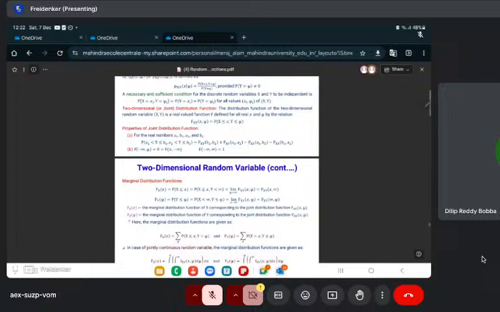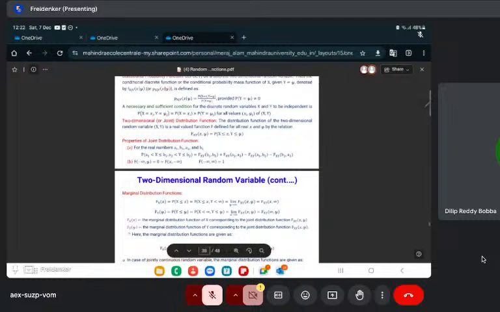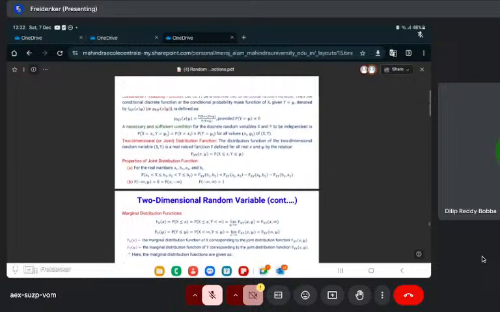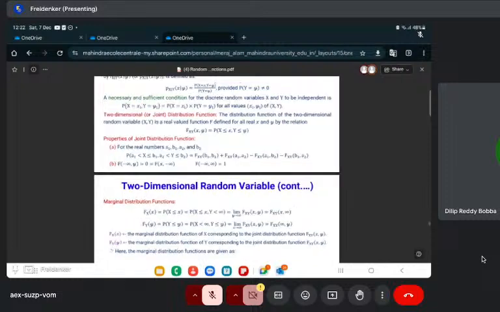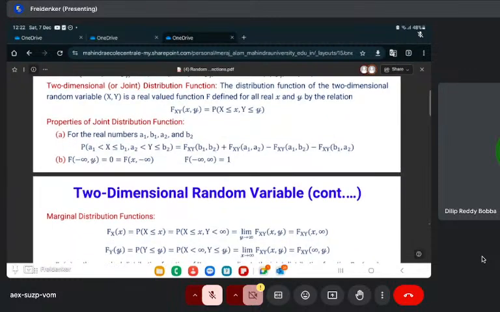Since joint distribution is a part of the syllabus, look at these properties of joint distribution. Since this is a part of the syllabus, they could ask you this, maybe. The first property is very interesting. It's like the probability of x lying between a1 and b1, and the probability of y lying between a2 and b2 is given as this one.